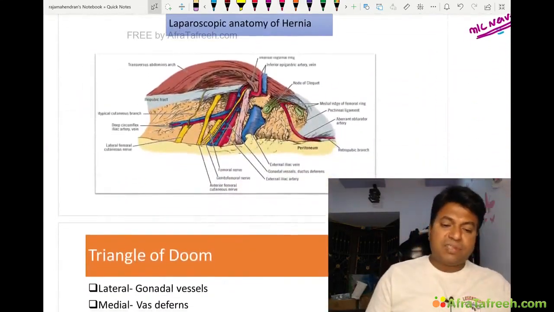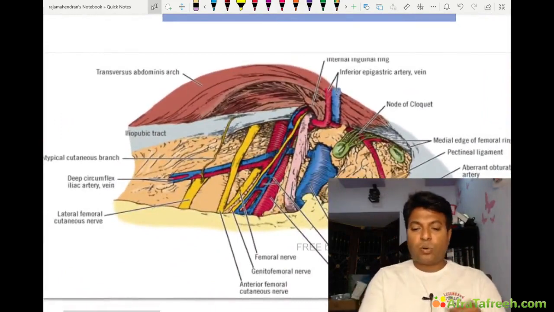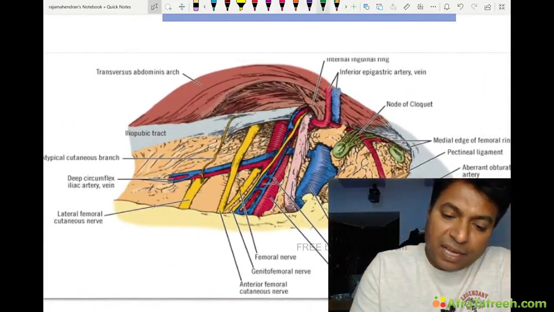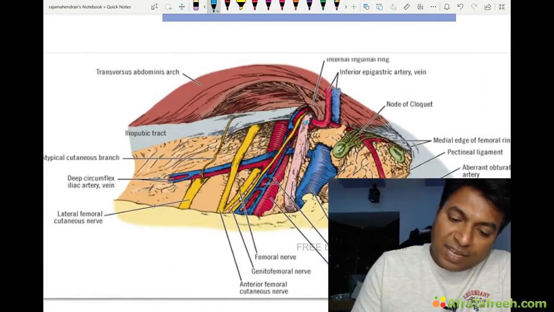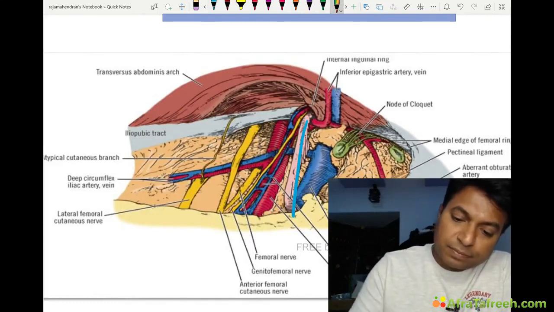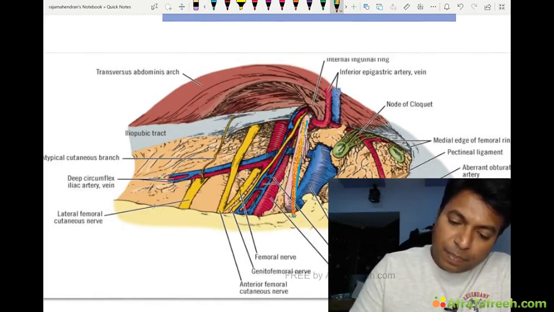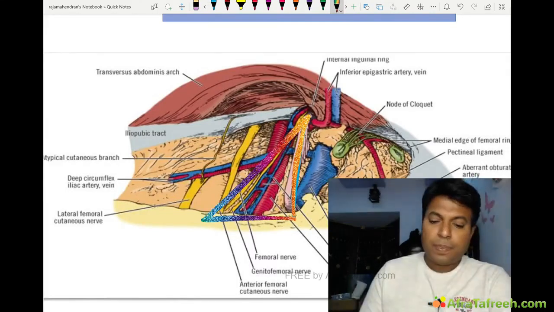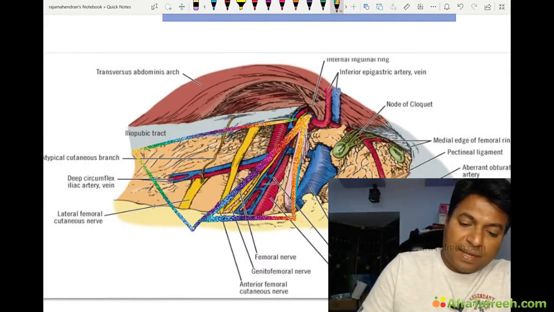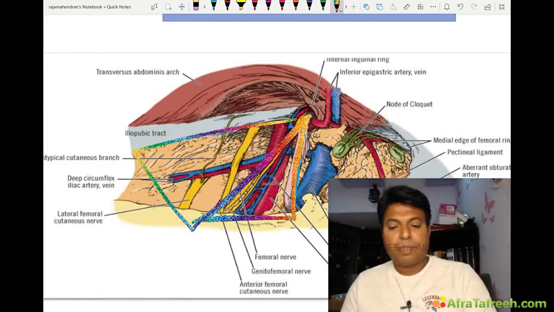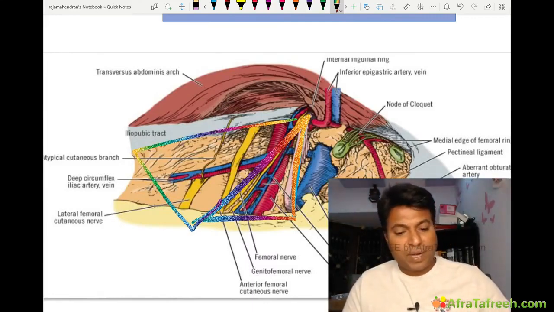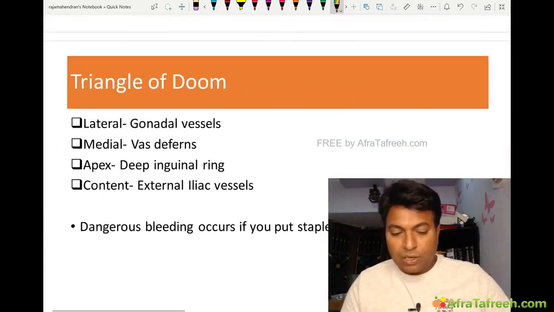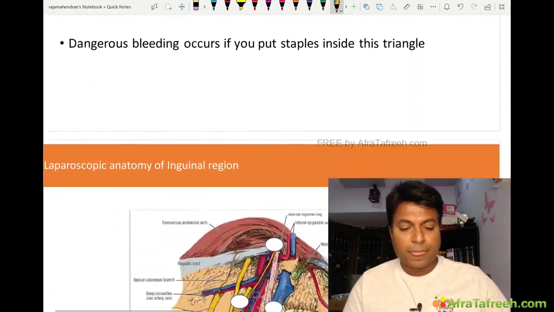So the same anatomy which I showed you here is shown here. You can see the anatomy again. Vas deferens is here. Gonadal vessels are here. This is the triangle of doom. So this is the triangle of pain. Triangle of doom and triangle of pain. Don't forget, they are essential questions for your exams.